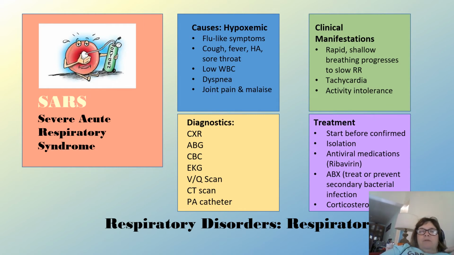Cause is hypoxemic, flu-like symptoms, cough, fever, headache, sore throat, low white blood cell count, dyspnea, joint pain, and malaise. So that was clinical manifestations too. Other manifestations: rapid shallow breathing, progressive to slow respiratory rate, tachycardia, activity intolerance. The diagnostics are the same. Treatments start before confirmed isolation. They may be started before it's confirmed SARS.